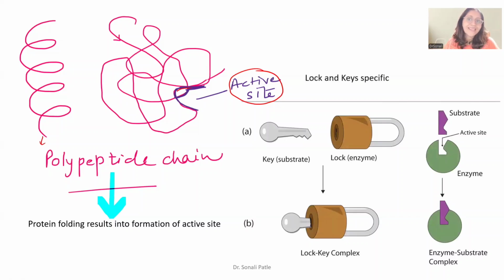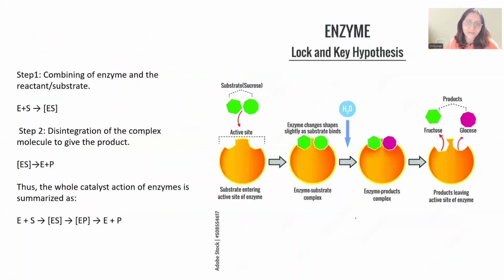Like my keys cannot open your house, your lock. Similarly, your keys cannot open my locks, because the keys and locks are specific. They have a particular notch which will get fixed into the lock. Similarly, these enzymes have an active site which is specific for the substrate. The substrate must match this active site, then only can it get fixed into the enzyme and get converted into the product. This is what we call the lock and key model of enzymes and substrate.